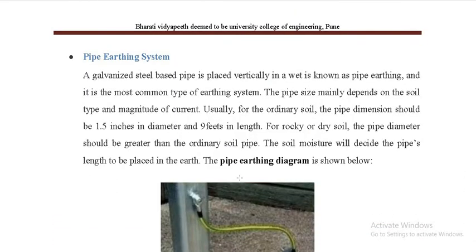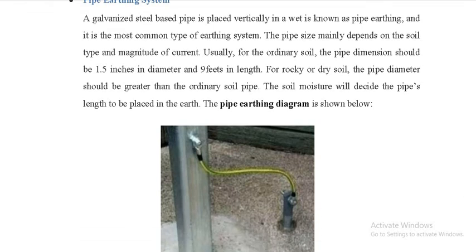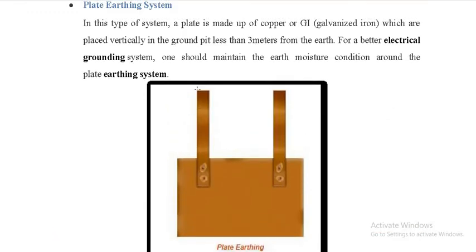Another is called pipe earthing. There is a pipe which is inserted in the ground. There are different norms for the civil construction of both of these.